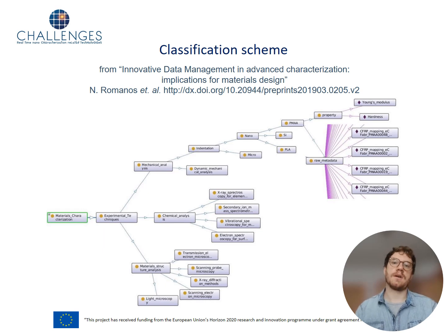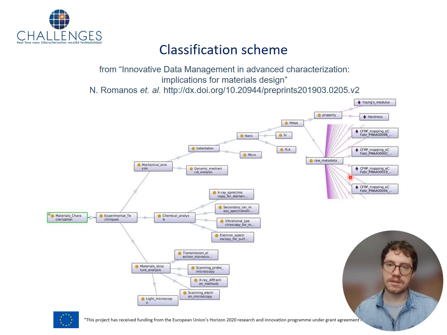Here you can see an extract of the class tree in the ontology. It starts with the upper class material characterization, then experimental technique, and then come the different categories of characterization equipment that I talked about before. Let's go here to the branch of material analysis, and then an indentation technique. And here the scale of the measurement is classified according to if nano indentation or micro indentation is used. And then comes the investigated material, which is in this case PMMA, silicon, and PLA.